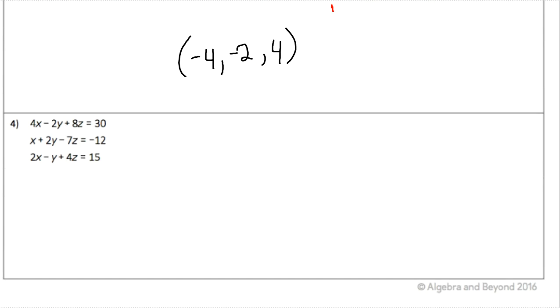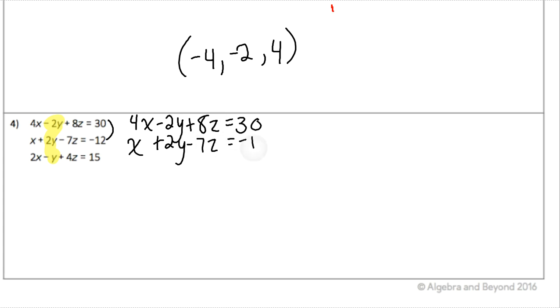Okay, for our final example here, I will go through these. When I look at these, I am going to have to eliminate something here, and I notice two things. I notice that my y's are all really close right now. The only thing I need to do to start eliminating is multiplying that bottom one, but let's start with these top two. So for these top two, I have 4x minus 2y plus 8z equals 30, and I have x plus 2y minus 7z equals negative 12.